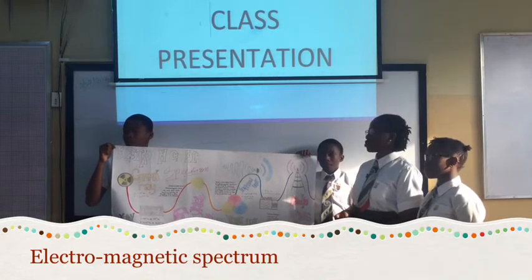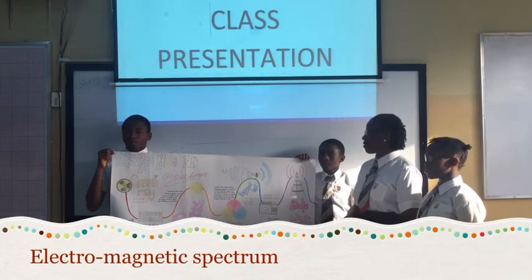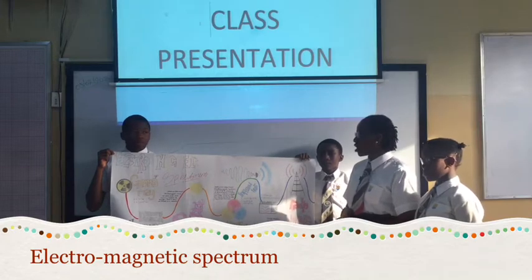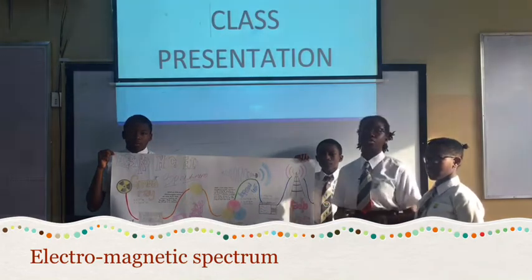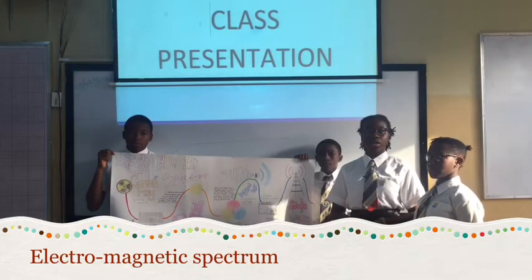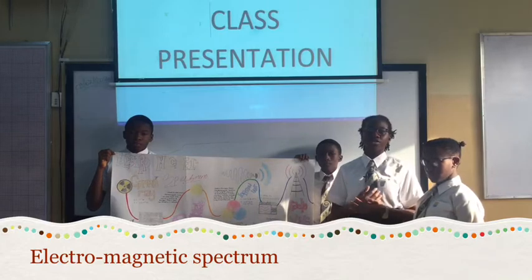Our group is going to be talking about the electromagnetic spectrum. So, firstly, EM waves are waves that can travel through vacuums. And as most of us know, vacuums are basically space. Just think of it as waves that can travel in space.